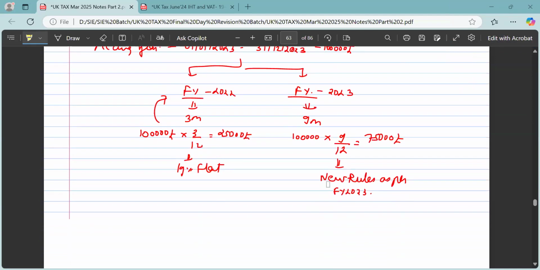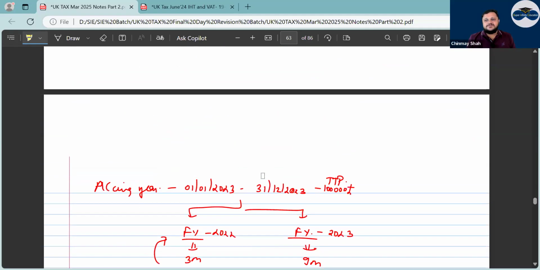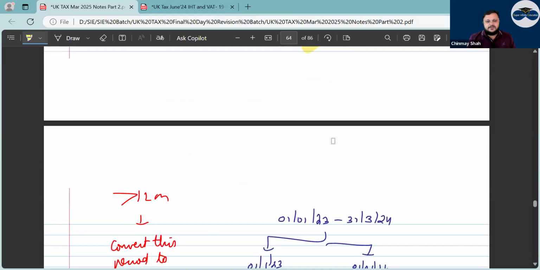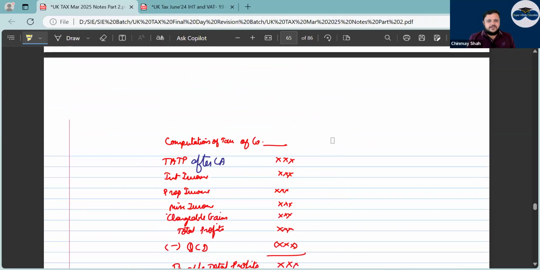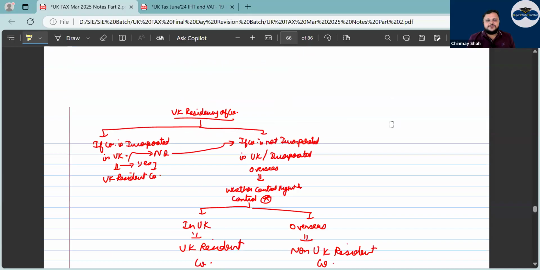Yes. So the new rules are applicable from FY 2023, whenever it is for the period 1/4/23 to 31st March 2024. It is nothing but your FY concept. So going ahead, calculation of tax of a company: you have TATP after capital allowance of the company, interest income, property income, miscellaneous income, chargeable gains, which gives you total profit, minus QCDs gives you taxable total profits.